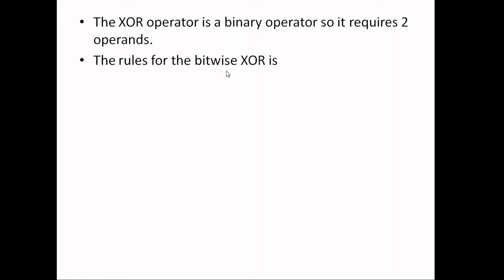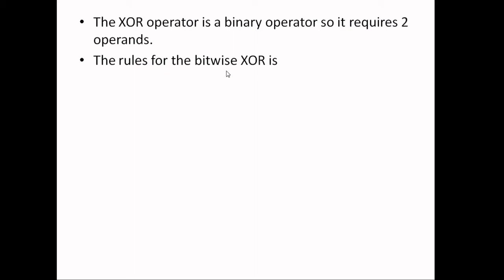The first bit is 0, second bit is 0, your result will be 0. If either of your bits is 1, the result will be 1. Again, if either of your bits is 1, the result will be 1. If both the bits are 1, the result will be 0. XOR operator returns 1 only if one of the 2 bits is 1, otherwise it will return 0.